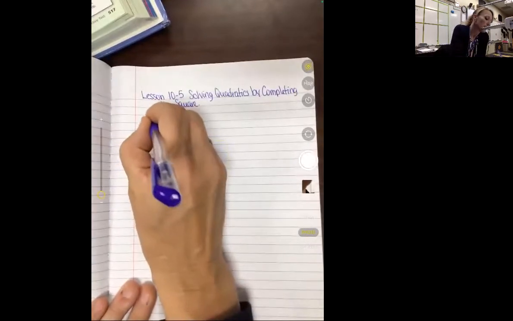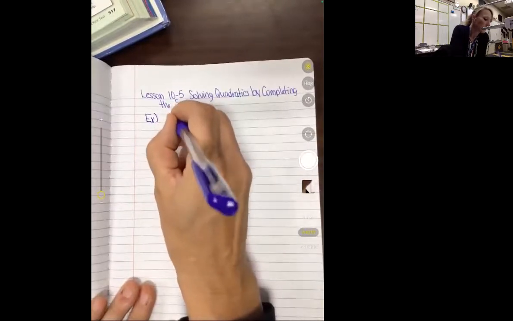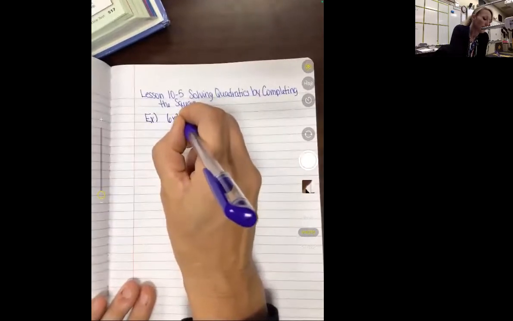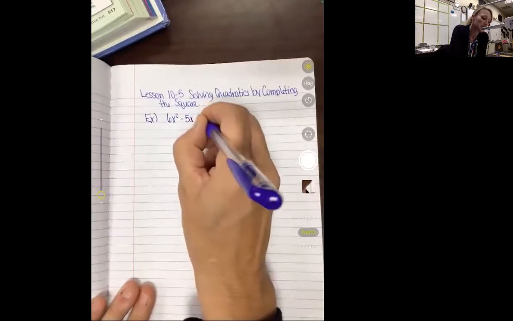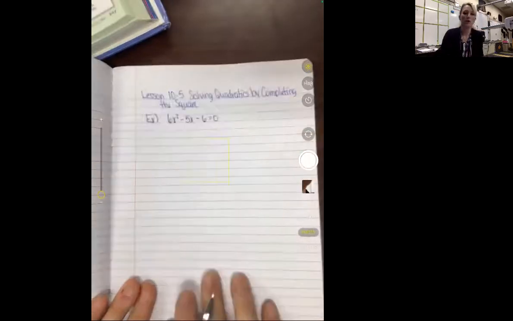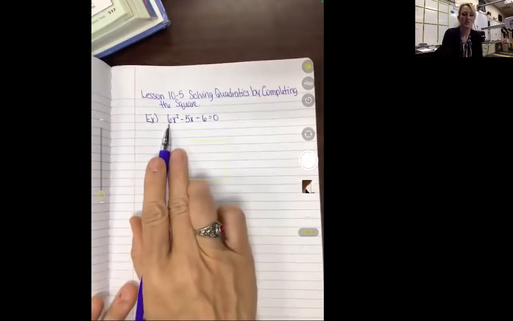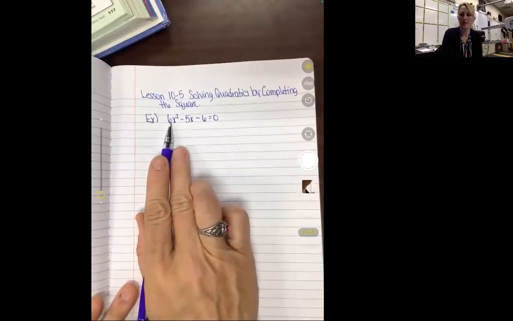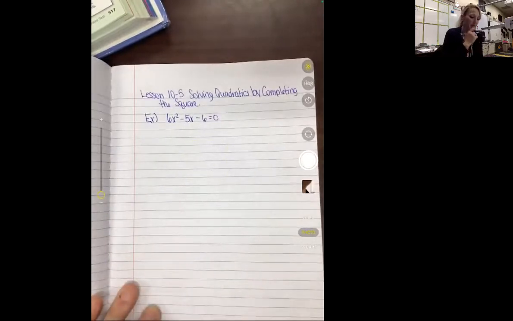So our example is going to be 6x squared minus 5x minus 6 equals 0. So here's our quadratic equation. And like I said, we haven't talked about what happens when we have something like this. You can't factor them the same way that we have been doing with the factor sum game. So we are going to solve by completing the square.